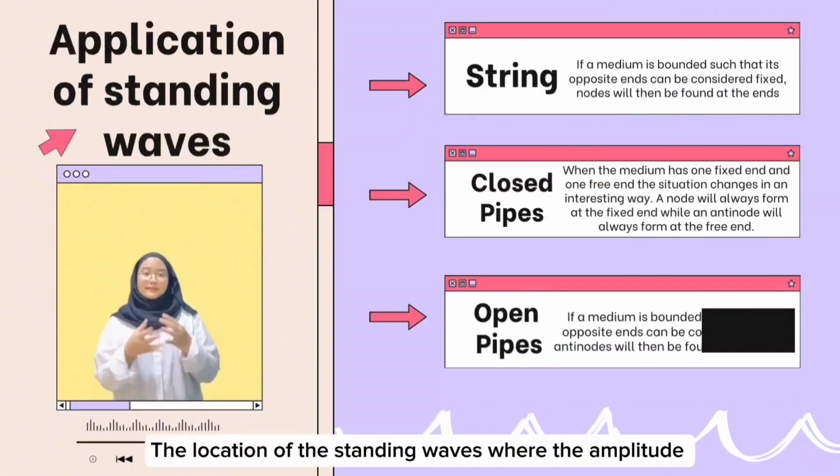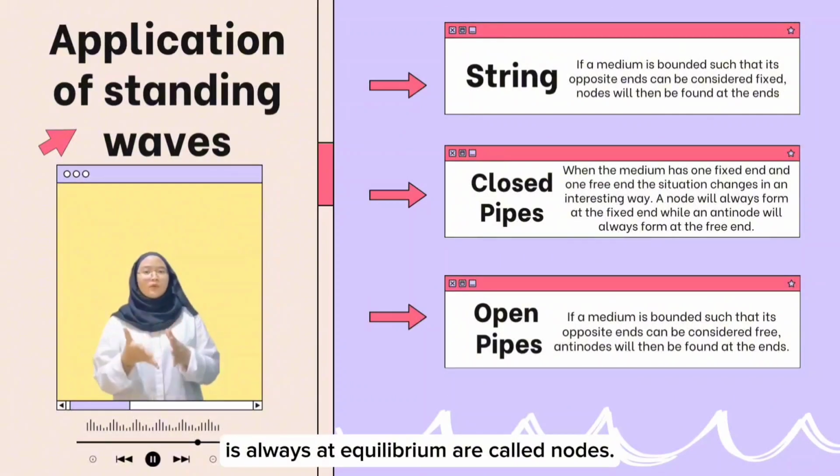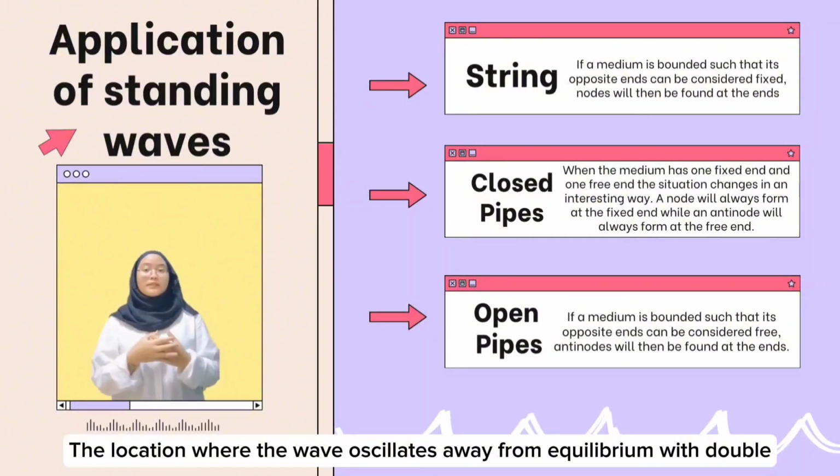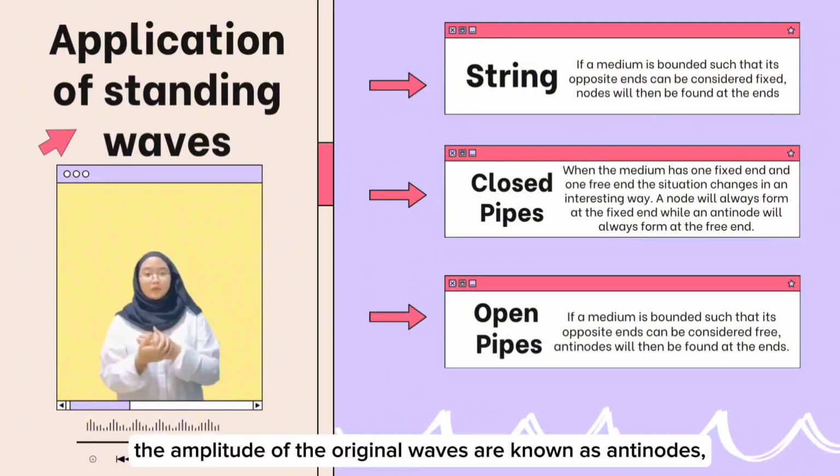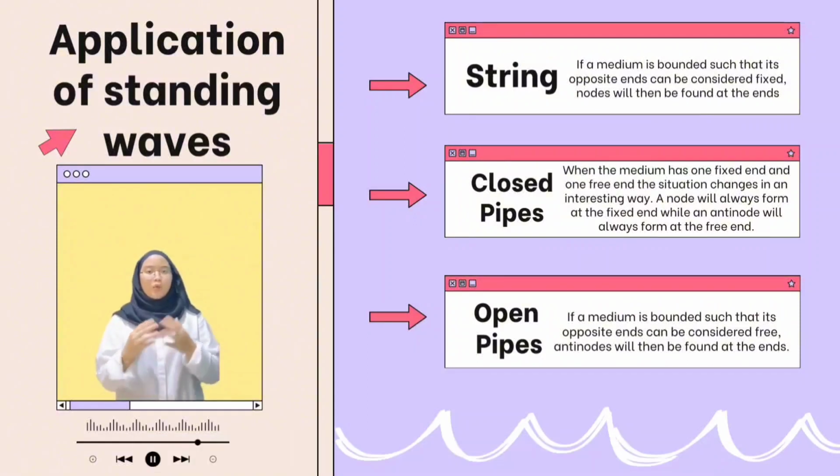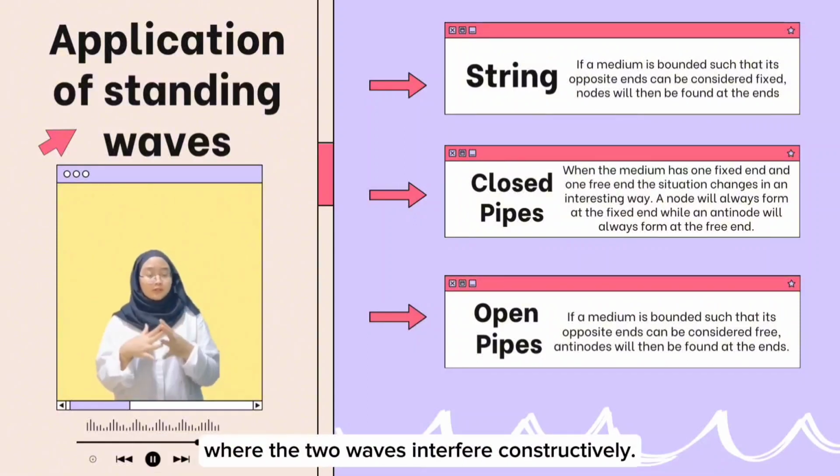The locations of the standing wave where the amplitude is always at equilibrium are called nodes. The locations where the wave oscillates away from equilibrium with double the amplitude of its original wave are known as antinodes, where the two waves interfere constructively.